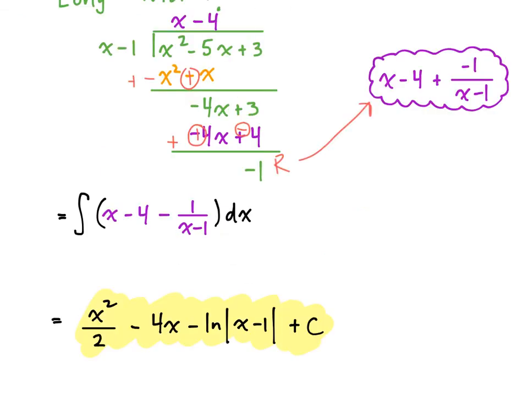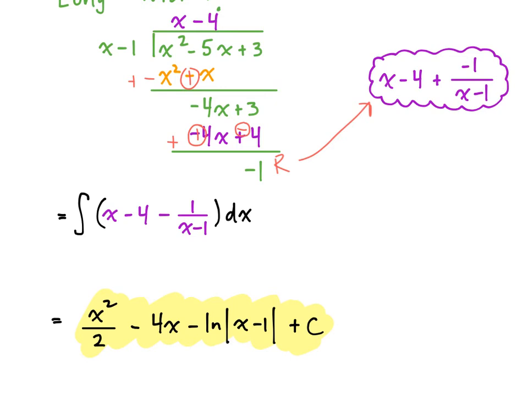Hopefully you got what I got. Integrating x, we get x squared over 2. Integrating negative 4, we get negative 4x. Integrating negative 1 over x minus 1, you could think about a u substitution here, but what it would do is it's going to just lend you back to the natural log of the absolute value of x minus 1 plus c. So let's just kind of walk through.